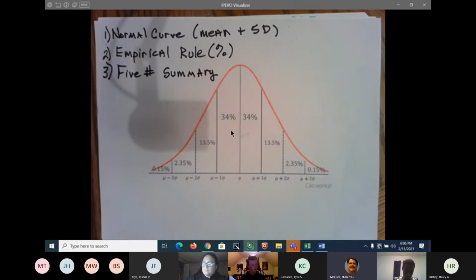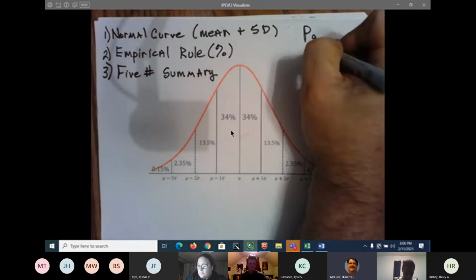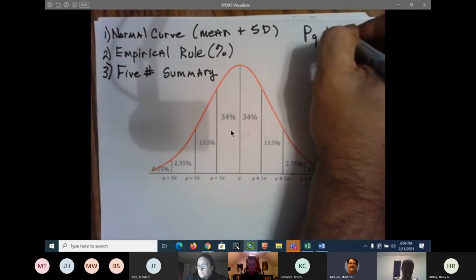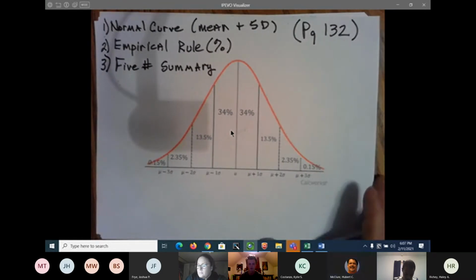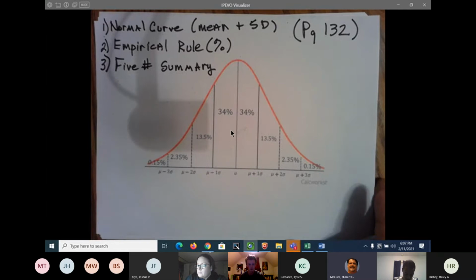Okay. So now once you get your highlighters out, you can follow along on page 132, because that's where you see the empirical rule in the book. But first of all, we've got to fill out the bottom.